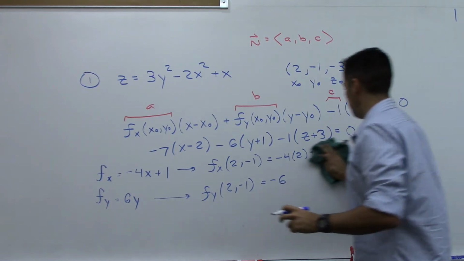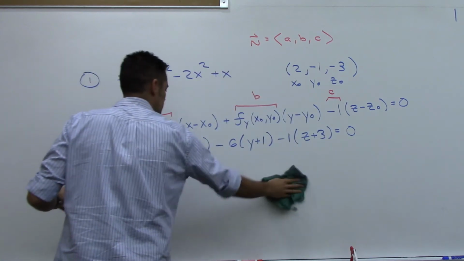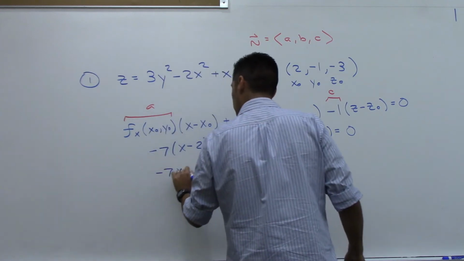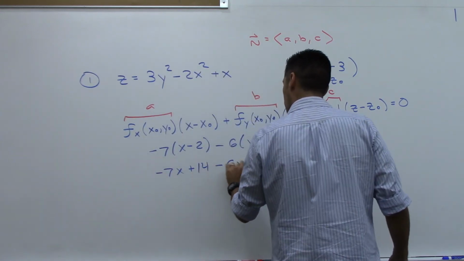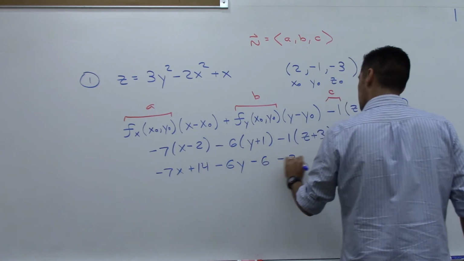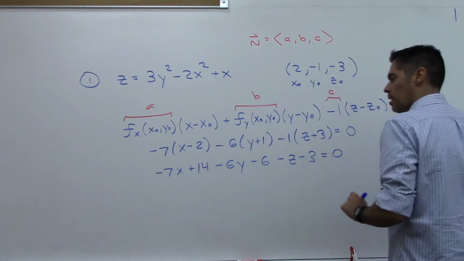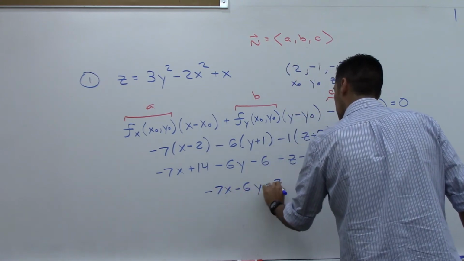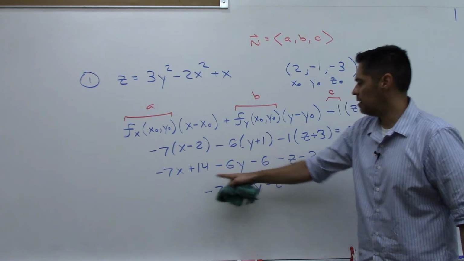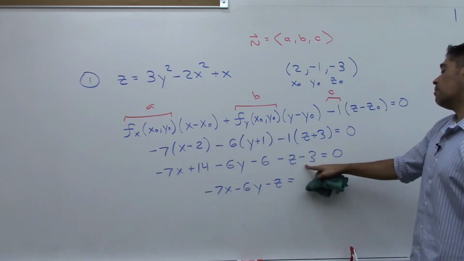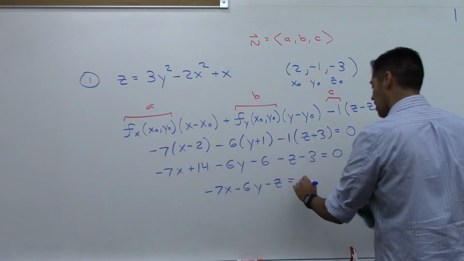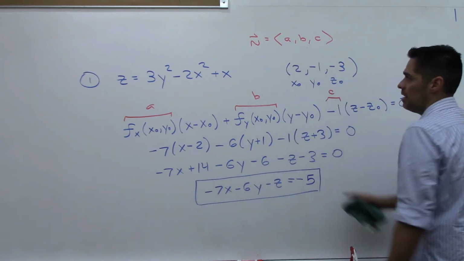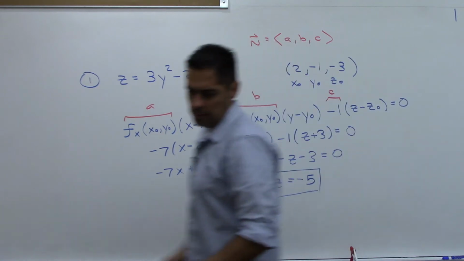So that is the equation of the plane, but I'm going to distribute through and clean it up and make it look like that other version. So -7x plus 14 minus 6y minus 6 minus z minus 3 equals 0. Get all my x's together, -7x minus 6y minus z equals, let's see, 14 take away 6 is 8, take away 3 is 5, so I have a 5 on that side, I'll bring it to the other side, -5. That should be the equation of the plane that's tangent to this surface at that given point.